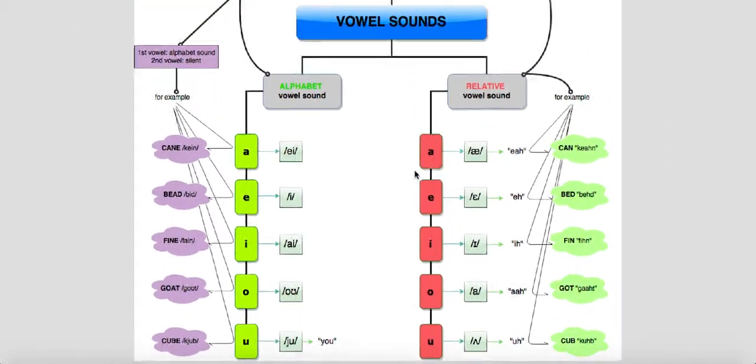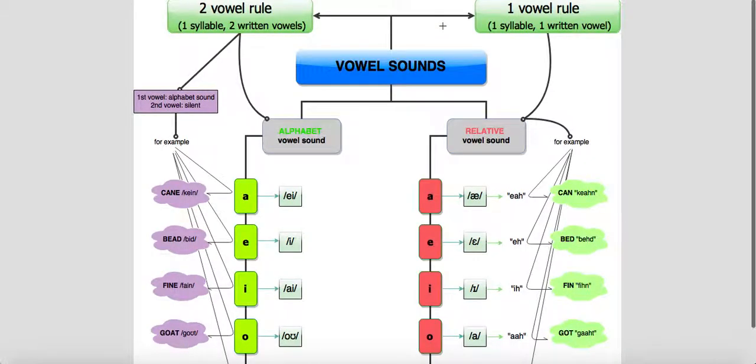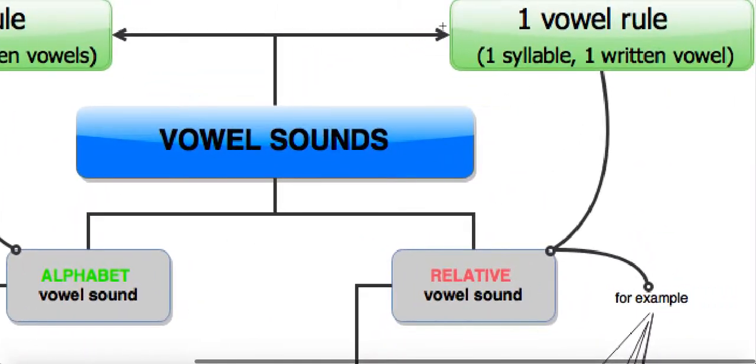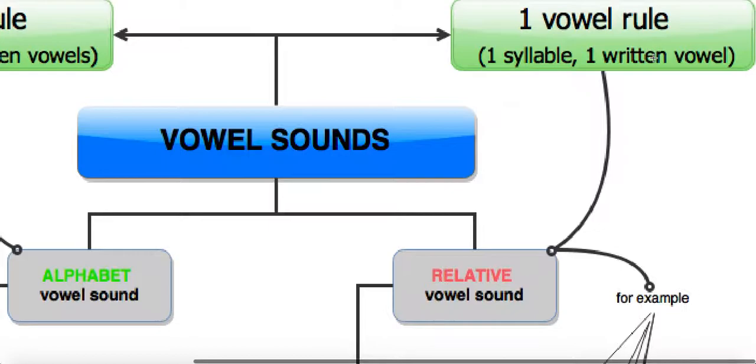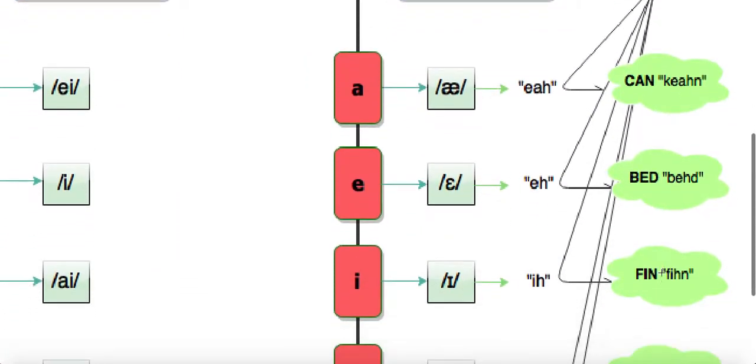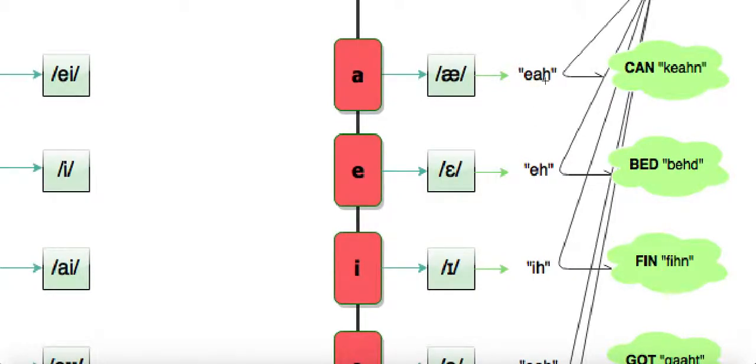Now, we have two vowel rules that we're going to go over. The first one is the one vowel rule. Now, we're focusing on words that are just one syllable and that include one written vowel. Now, this is where we need to know what our relative vowel sounds are because we will be applying them. For example, with the letter A, we said that it was like an okay? So let's say the word can. We only have one vowel right here, and it's one syllable. So it's not pronounced can, it's pronounced can, okay?